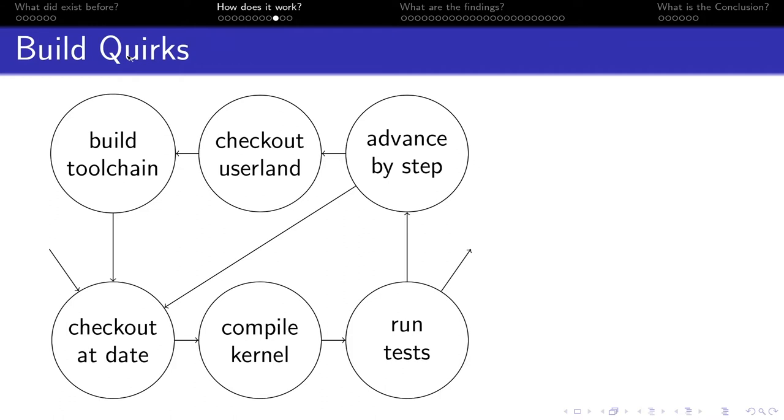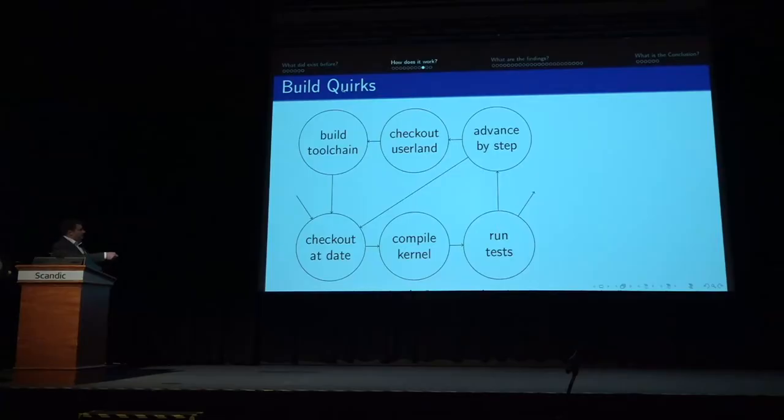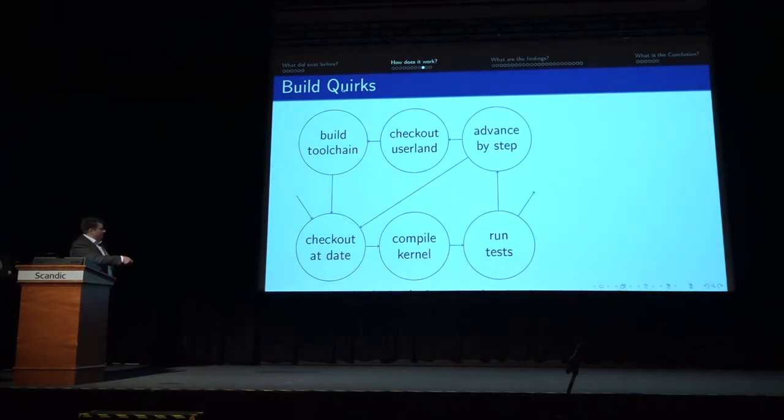So the graph from before changed a little bit by these quirks. We do the kernel checkout, we recompile the kernel, we run the tests. We want to advance, and now we check, is there some incompatibility change in userland? I have a list of this, and between the last date and the next date, if there's a change, we check out the userland tool, build our toolchain, and go to check out the kernel. And then we can either go the short way to be fast, or the long way when it's necessary.